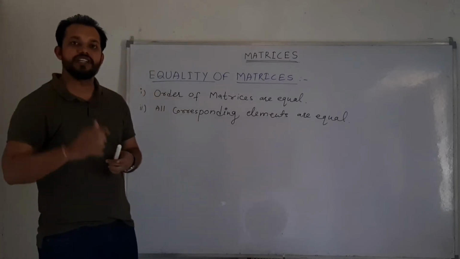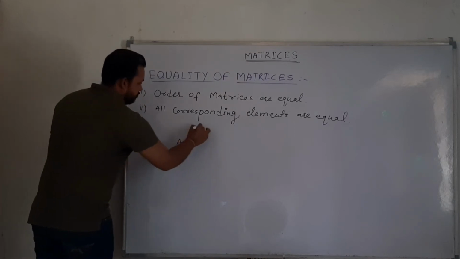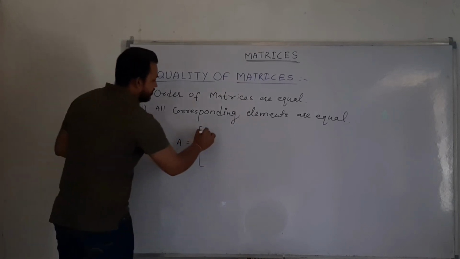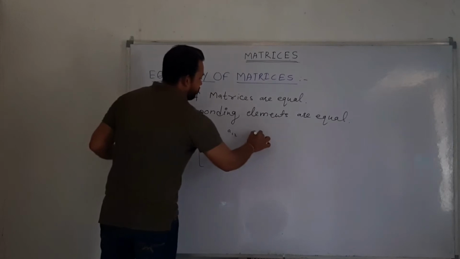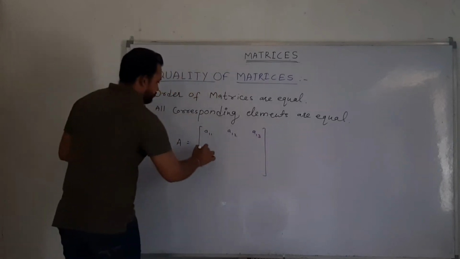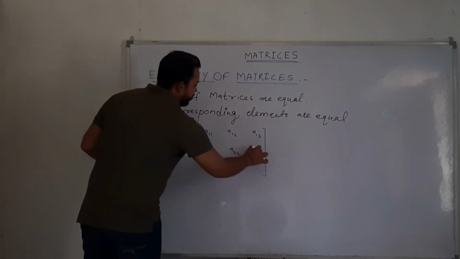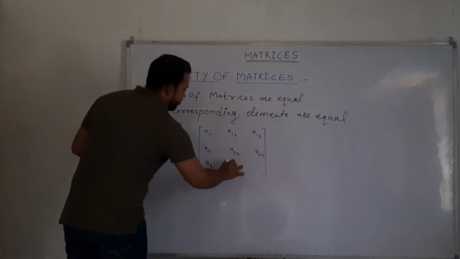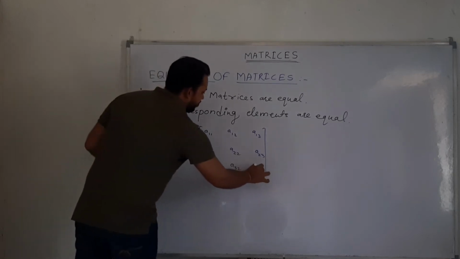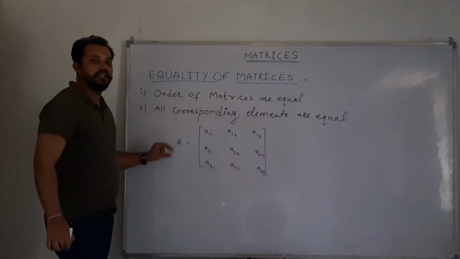Suppose we have two matrices. The first matrix we have is A, and its elements are A11, A12, A13. Other elements are A21, A22, A23. Then A31, A32, A33. These are the elements of matrix A.